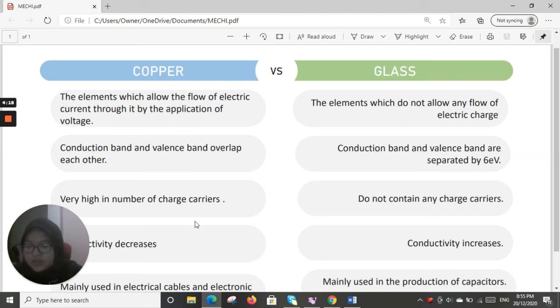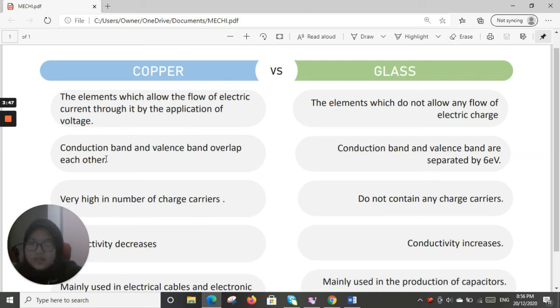In conductors, the valence band and conduction band are nearly close to each other since they overlap with each other. Under the influence of electric field, the charge carriers can easily move to the conduction band, and this results in easy flow of current through it. But in insulators, the energy gap is very high since the conduction band and valence band are separated by a 6 volt energy gap, which makes the charge carriers not flow easily through them.